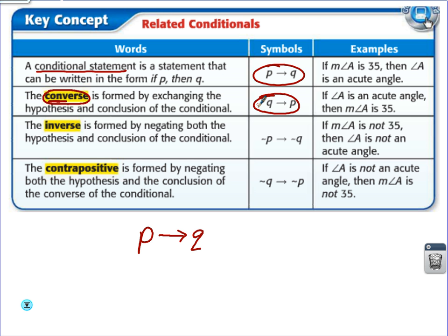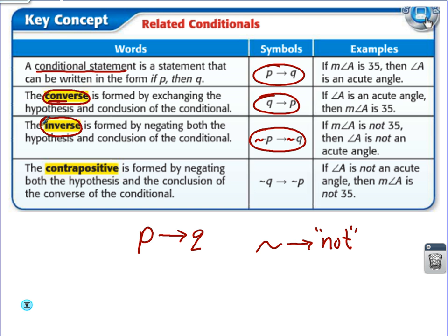Inverse. These little squiggly lines are called tildes. They mean not. To find an inverse, the inverse is not P implies not Q. If it is raining, then I'm carrying my umbrella. The inverse of that is, if it is not raining, then I will not carry my umbrella. And I told you it's my favorite umbrella. So if it is not raining, I'm not carrying my umbrella. Given the conditional statement is true, does that mean that your inverse is always true? No. Could be. But your converse and inverse do not have to be true.